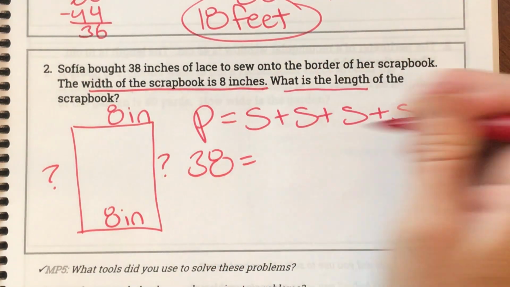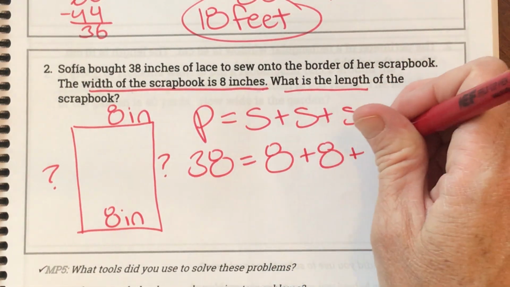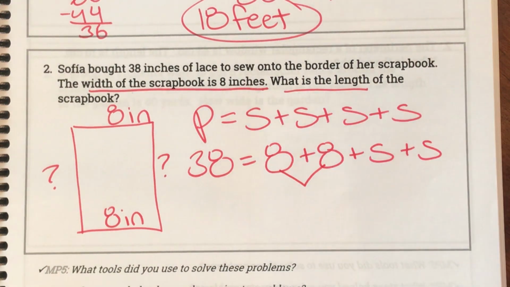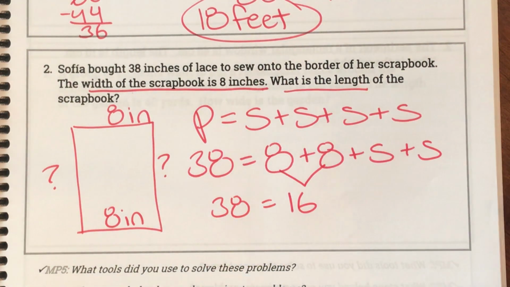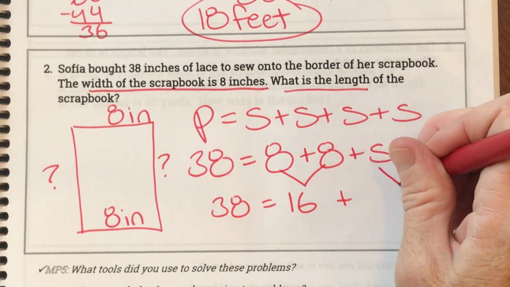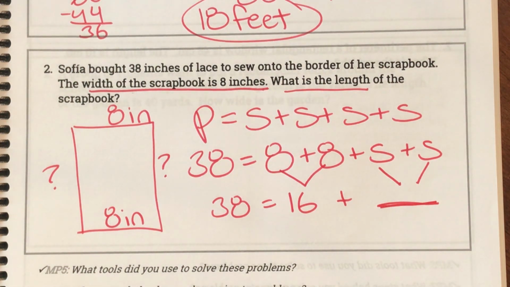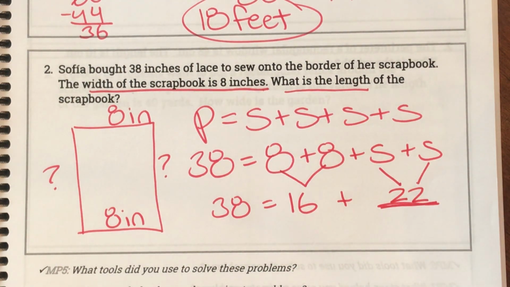And perimeter's 38. And then I have one side's 8, one side's 8, and then I don't know two sides. So I know 8 plus 8 is 16. So 38 equals 16 plus what? What has to go there to make that a true statement? Well, 16 plus 20 is 36. So 16 plus 22 would be 38.